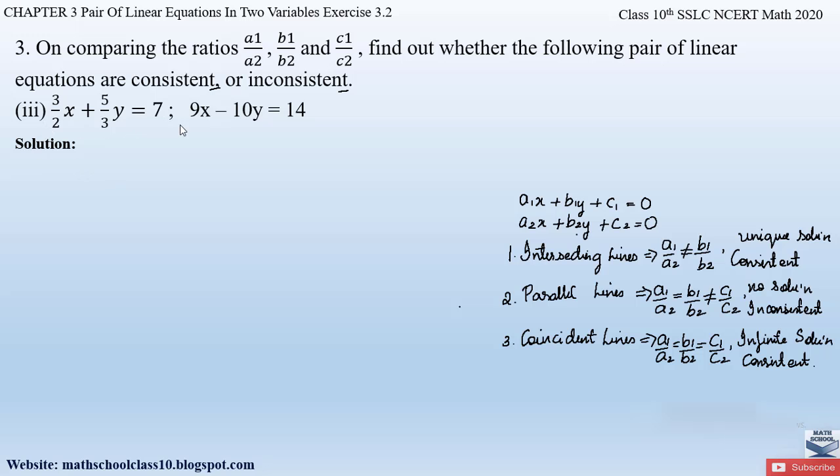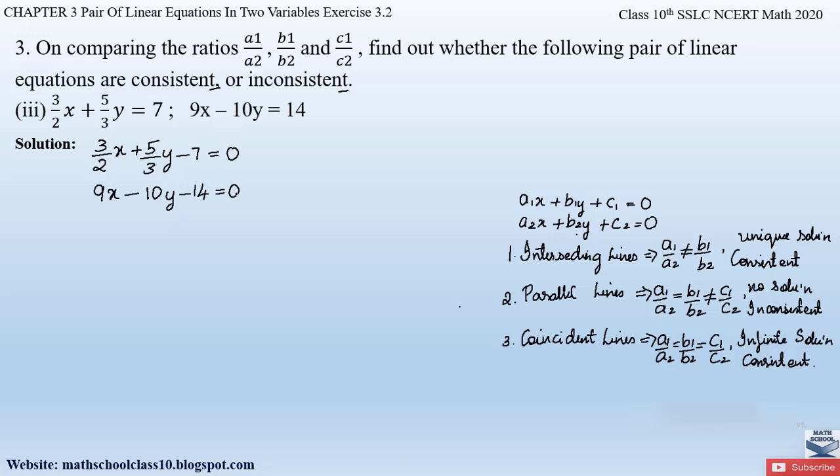Third part of question number 3, let us first equate them to 0 as the general pair of linear equations equated to 0. Let us write the first equation as 3 by 2x plus 5 by 3y. Let us send this 7 to the left hand side. So this will become minus 7 and equal to 0. Similarly, the second equation we can write as 9x minus 10y. Sending this 14 to the left hand side, it will become minus 14 equal to 0.